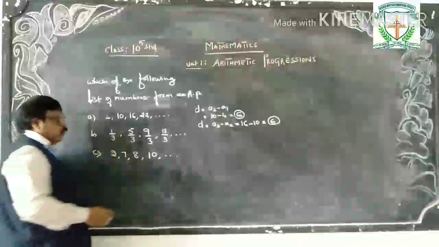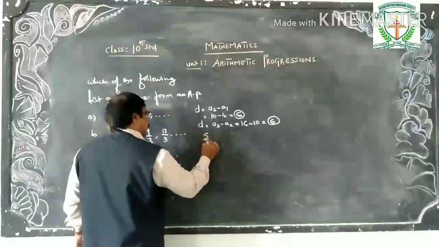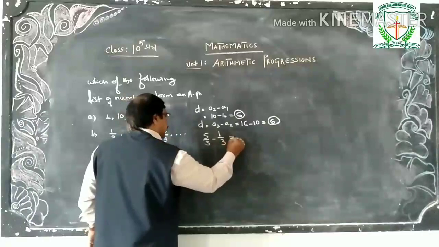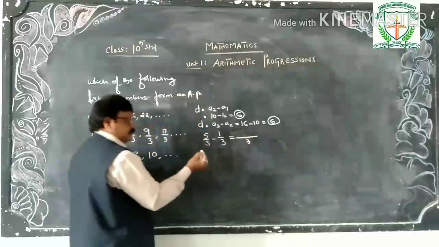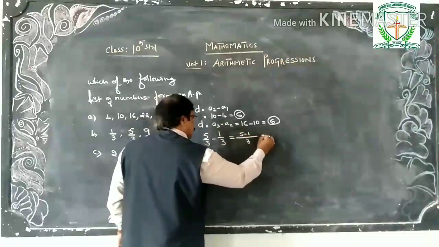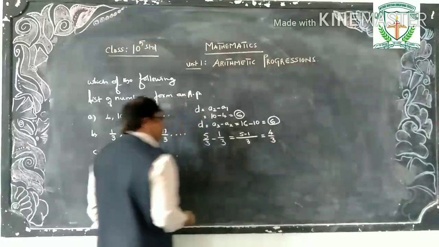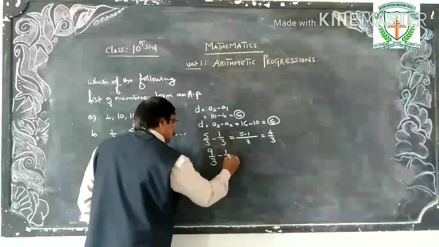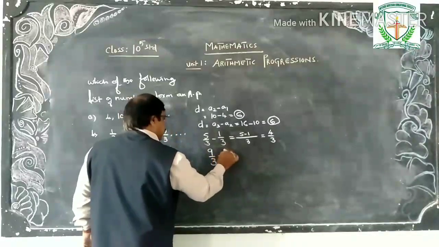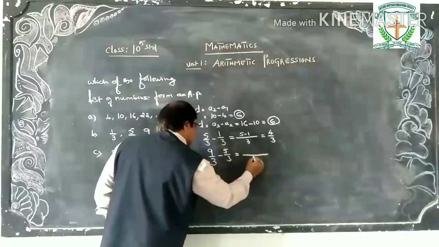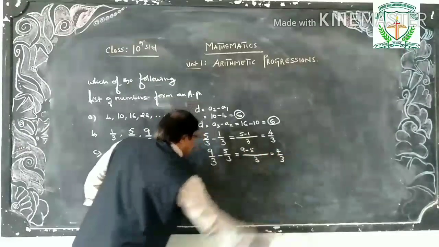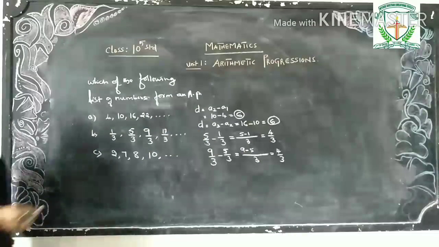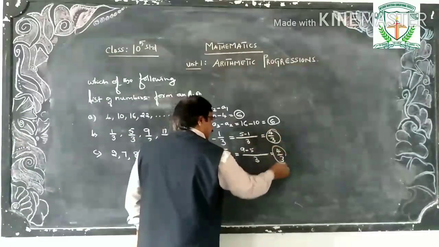You can see the second one, 5 by 3 minus 1 by 3, subtraction of fractions. 3 is the LCM. Then 5 minus 1, nothing but 4 by 3. Take the next term, 9 by 3, the third term, and then 5 by 3, the second term. LCM, 3. 9 minus 5, 4 by 3. You can see that. So, common fixed number is 4 by 3.